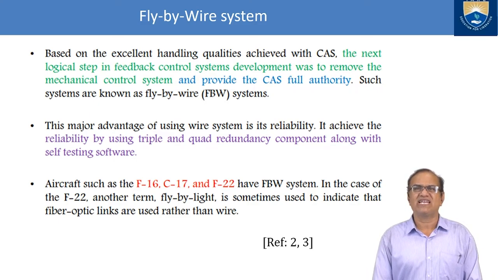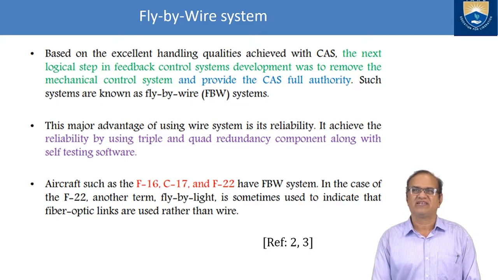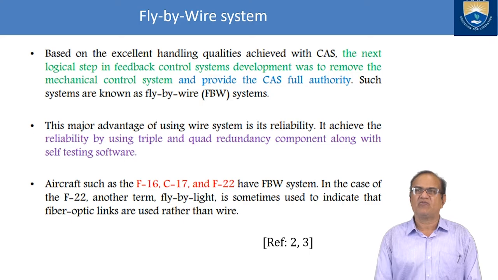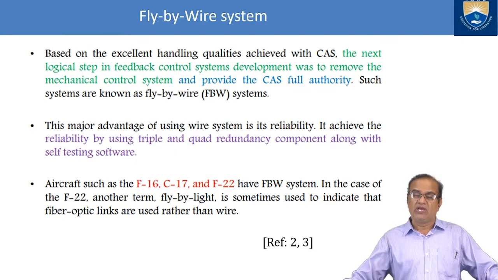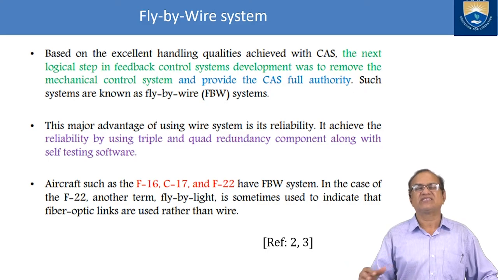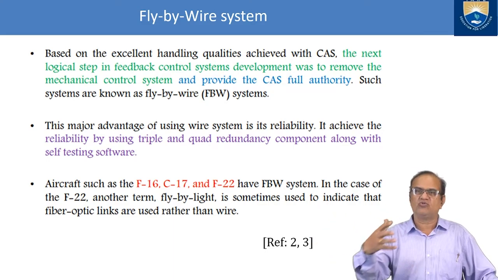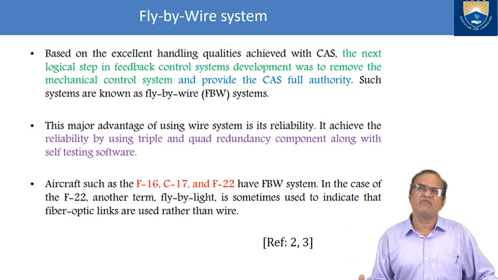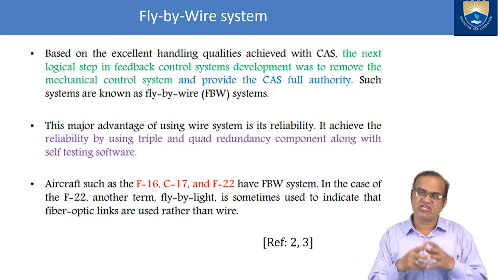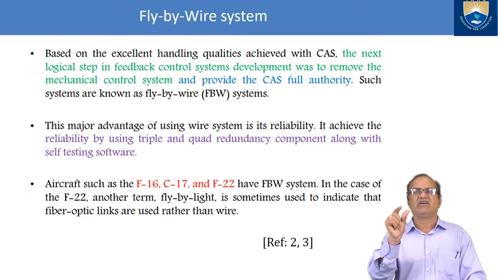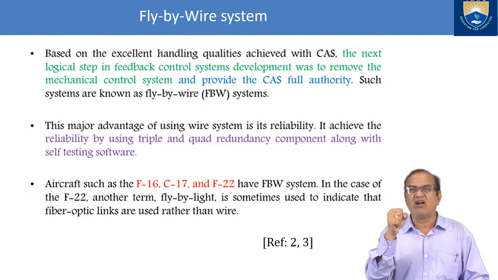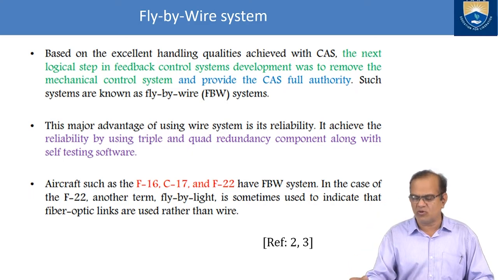Based on the excellent handling qualities achieved with CAS, we have seen that CAS was much better than SAS. The next logical step in feedback control system development was to remove the mechanical control system and provide the CAS full authority. With CAS, the mechanical system was still involved. The pilot has to operate, the rod has to move, the wire has to move, the control linkages and bearings have to move. This causes a lot of problems for the aircraft controls. Sometimes the bearings may get stuck due to corrosion, dust or sand inside the bearing, or the ball bearings are damaged. There is a lot of stiffness, or some cracks may develop, or so many failures may happen.